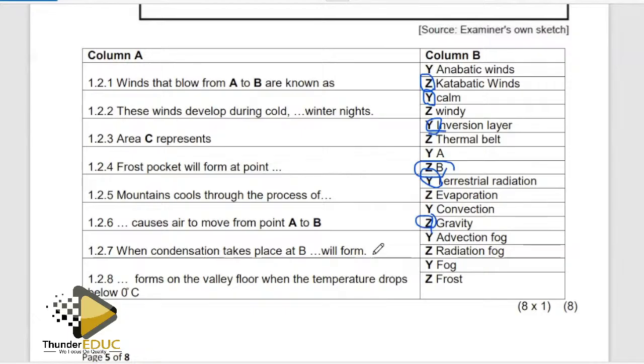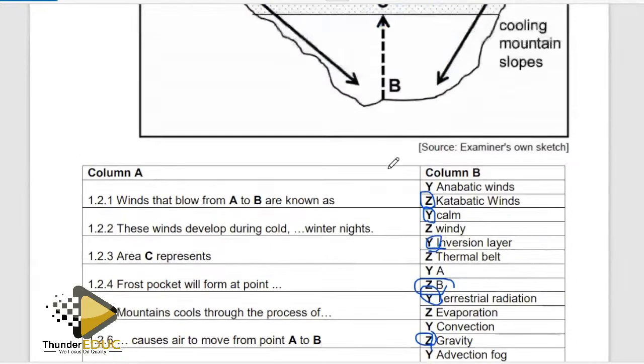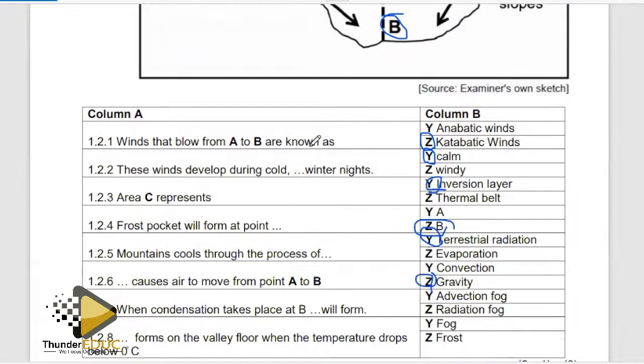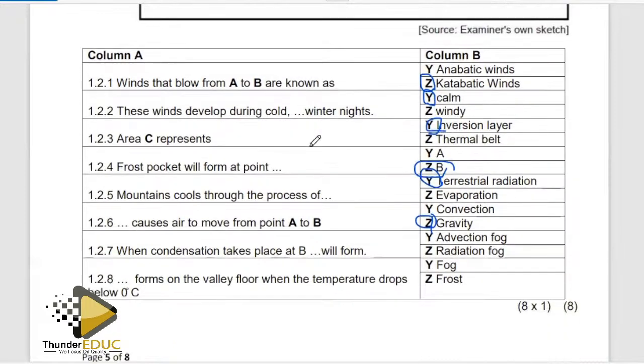When condensation takes place at B, dash will form. Condensation, we are saying, is the transformation of moisture, or the change of condition of water, which is moisture in the air, into water droplets. What forms if the air changes from being moist air into water droplets? It forms what we call radiation fog.